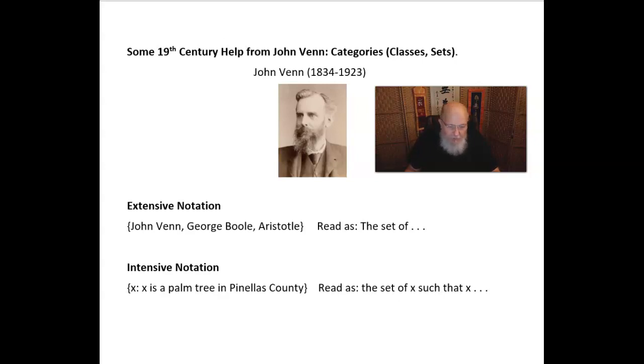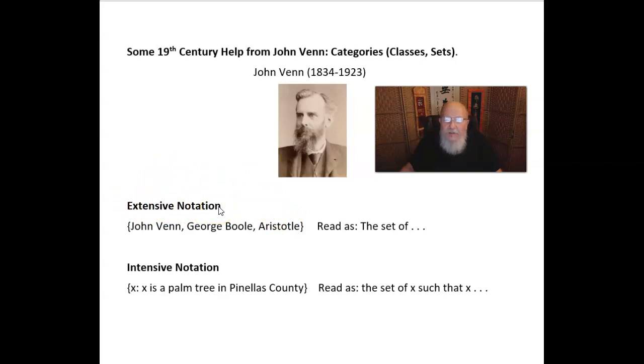And in addition to these things, these set theorists thought, there are sets that contain these things. So suppose we start with the individuals John Venn, George Boole, and Aristotle, three logicians. Now, in addition to them as they actually existed, we have the set of them, written like this, with, we'll call them squiggly brackets. A technical term logicians have, squiggly brackets. And when you see the brackets, you read it as the set of John Venn, George Boole, and Aristotle. And this way of listing a set is called extensive notation, right?